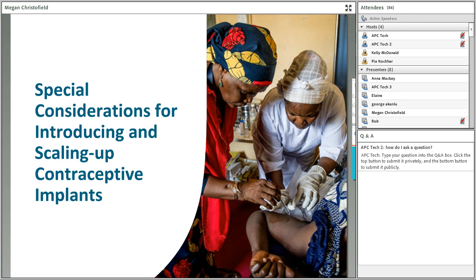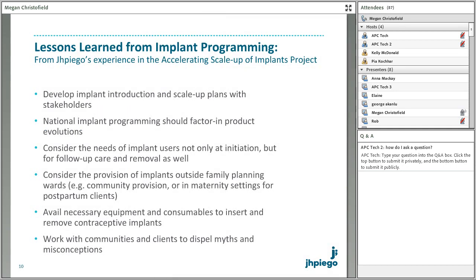Okay, so now we'll shift gears a little bit into some programming considerations for introducing and scaling up contraceptive implants. Before moving into the considerations themselves, I'd like to make an important point, which I think Elaine mentioned earlier in the webinar as well, that contraceptive implant programming is rarely done as a standalone effort. Rather, efforts to improve access to contraceptive implants are generally best seated in programming that seeks to improve access to a wide array of contraceptive options so that clients can make an informed choice.